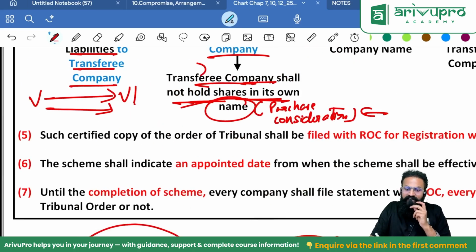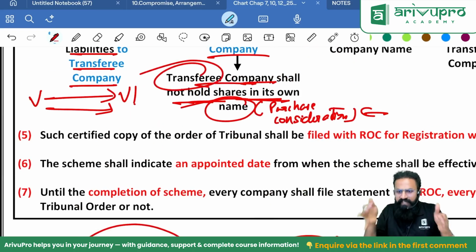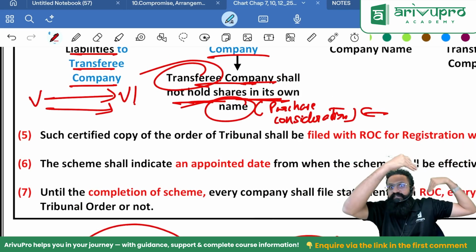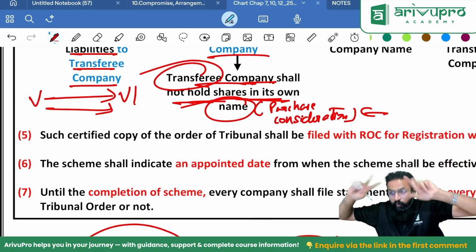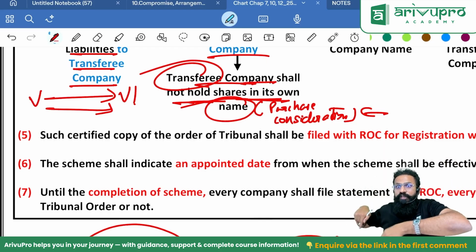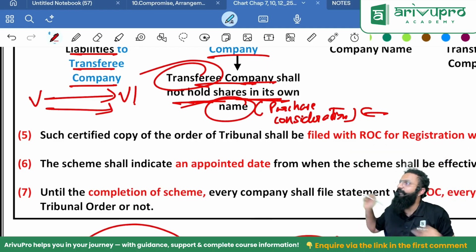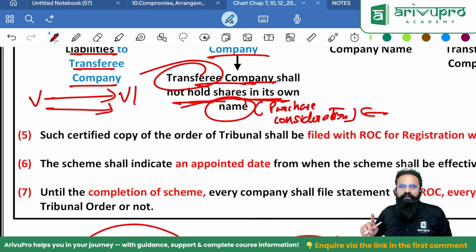Now see, the transferee company shall not hold shares in its own name. Meaning, whenever shares are being given, if you were a previous shareholder, you cannot get a new share in the new company. You will be settled with money. Shares won't be given to you in such scenarios. That is what they are trying to tell.